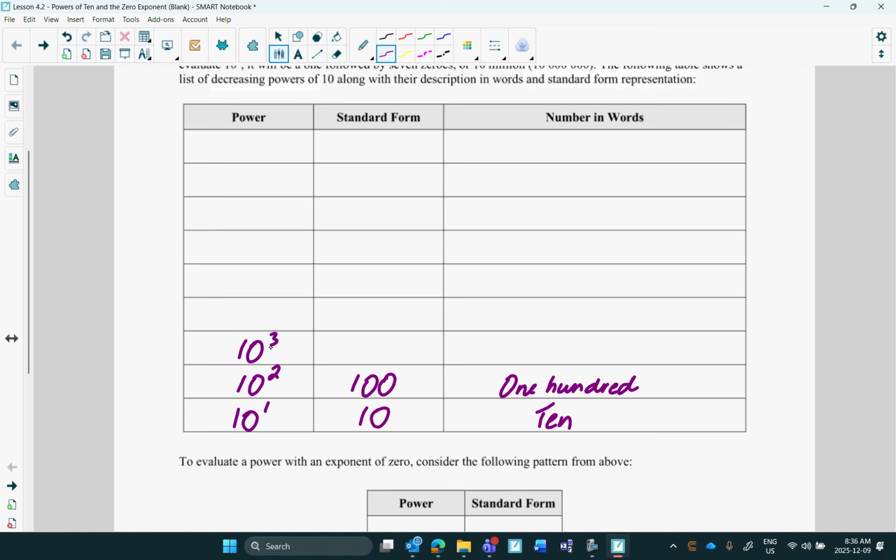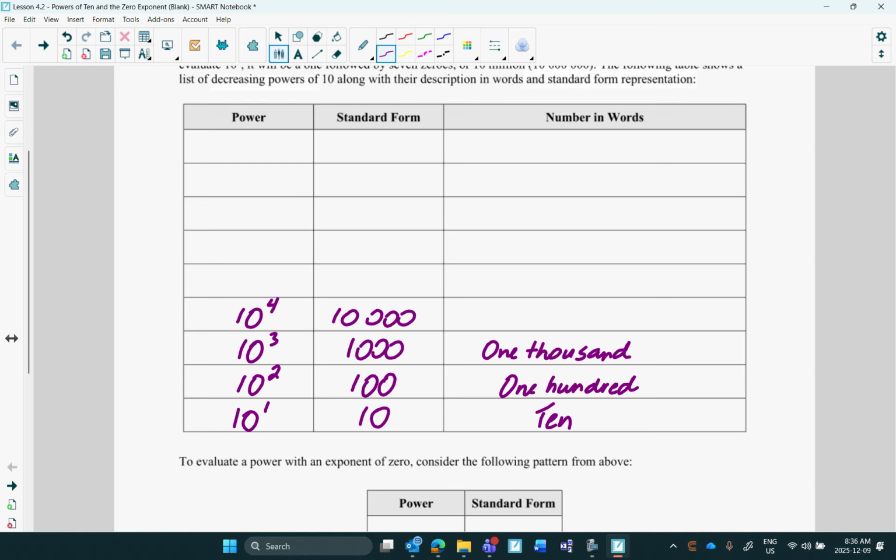And 10 to the third, can you see a pattern yet? 1,000. Ten to the fourth, 10,000. What's the pattern for evaluating these? How do you see it?